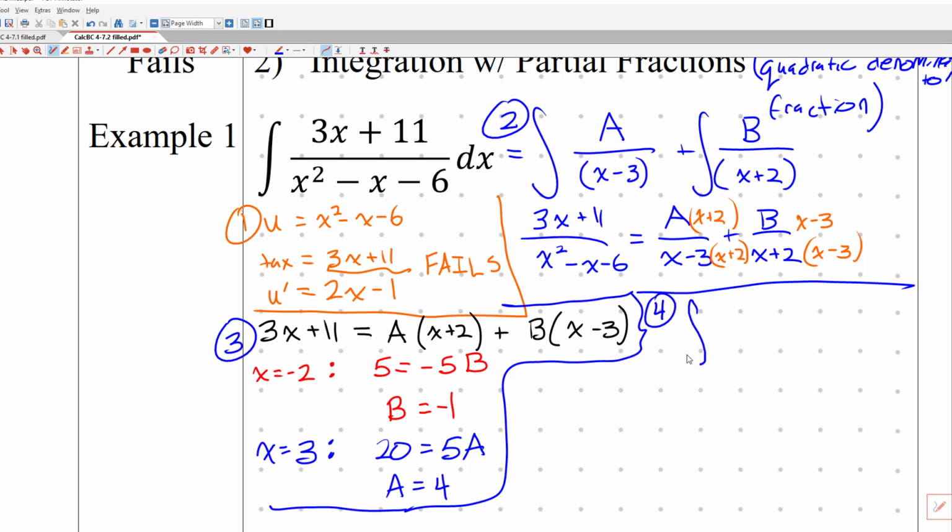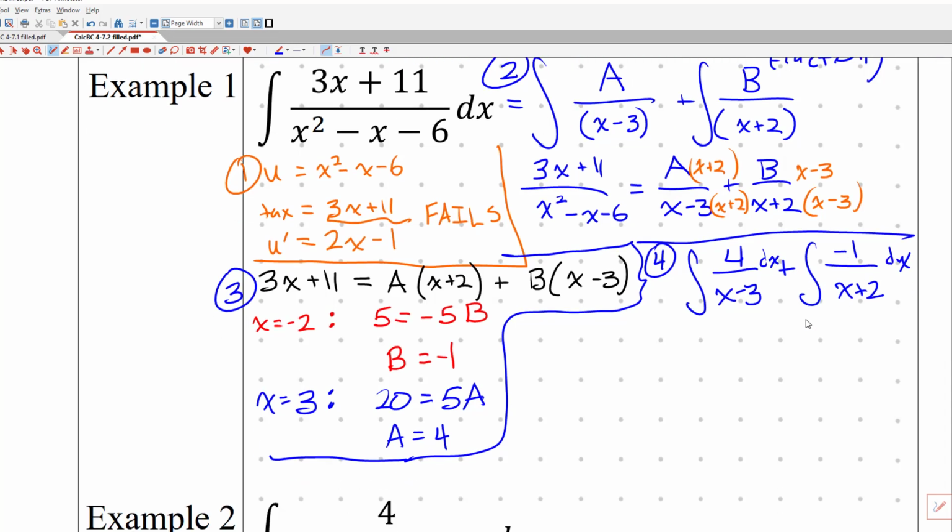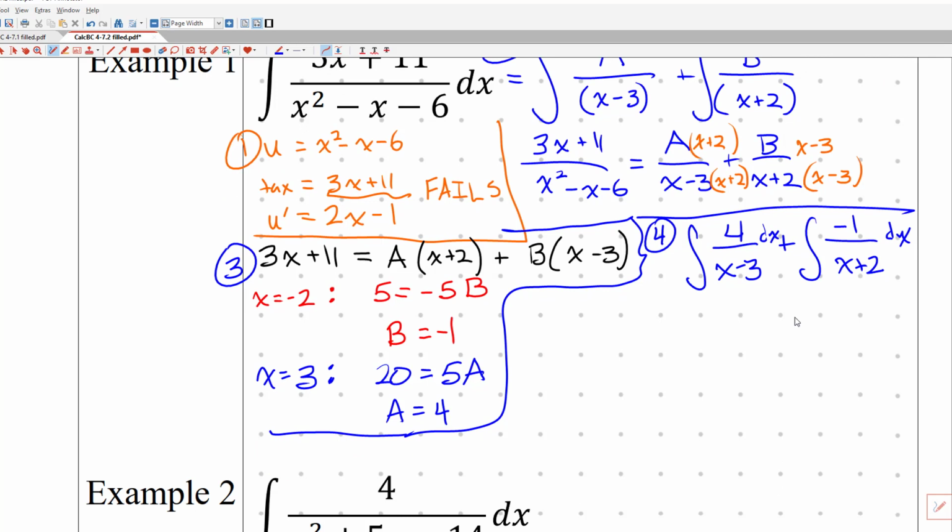So my new problem is the integral of a, which is 4 over x minus 3, and then I'm going to add that with the other integral, b. I'm just rewriting this, but in place of b, we know that's a -1. So I have -1 over x plus 2, and I'm being super informal here. I should really have a dx and a dx. Especially since this year's doing BC and they're doing free response. Anyway, ignore that. How do I take the antiderivative of this?